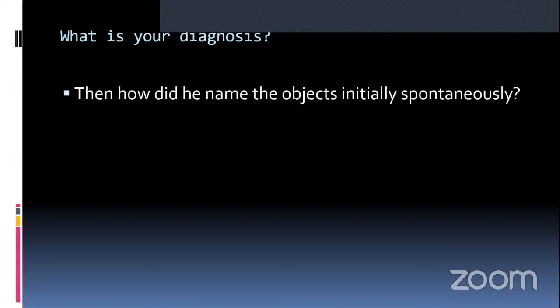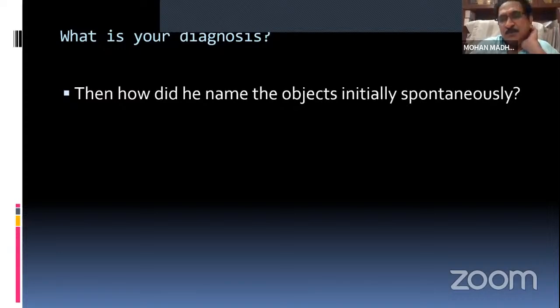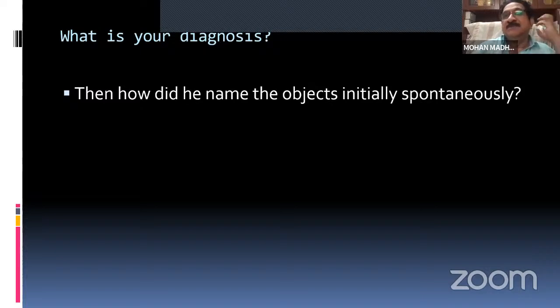Yes, in pure word deafness, the only problem is the verbal recognition of the sound. All other things will be normal. The speech again will be normal. They can even recognize the object and tell the name. No problem in that. They can use the object, everything. The only problem is that by sound modality, they cannot recognize the word. That is word deafness.